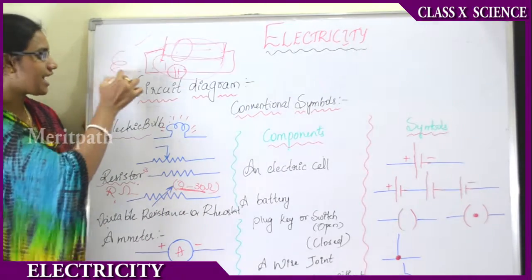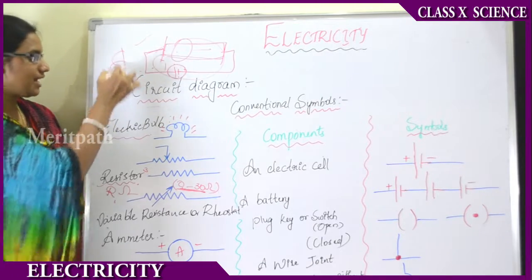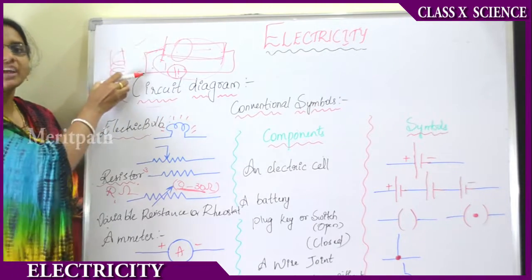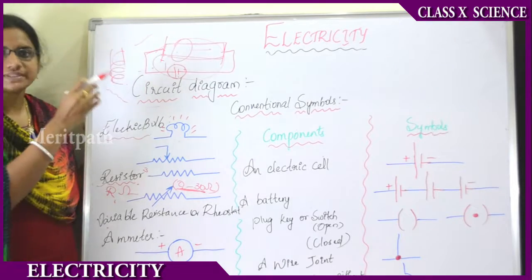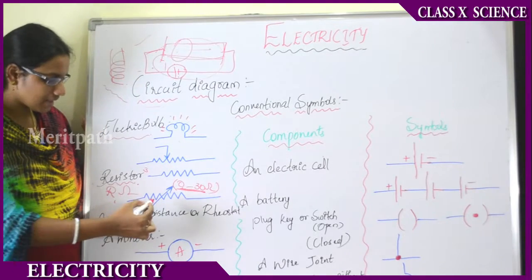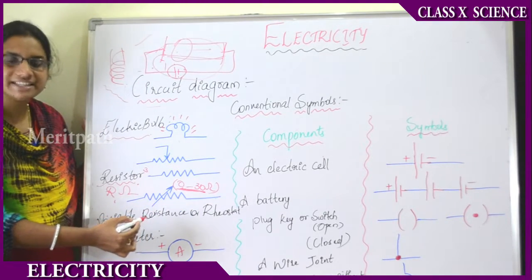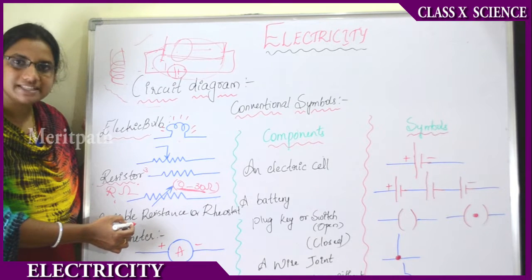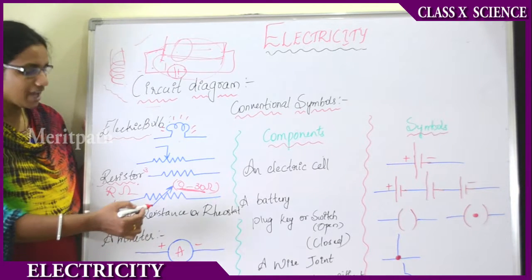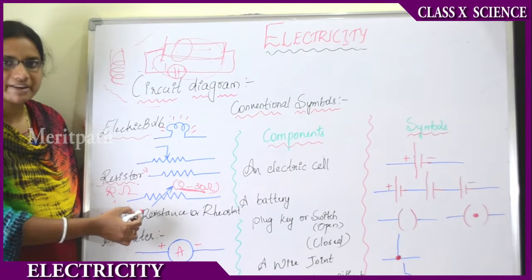It consists of one triangular spring bar. We should move it according to the desired ohms or desired resistance. That is known as variable resistance. And one more name for variable resistance is rheostat. Rheostat is also known as variable resistance.